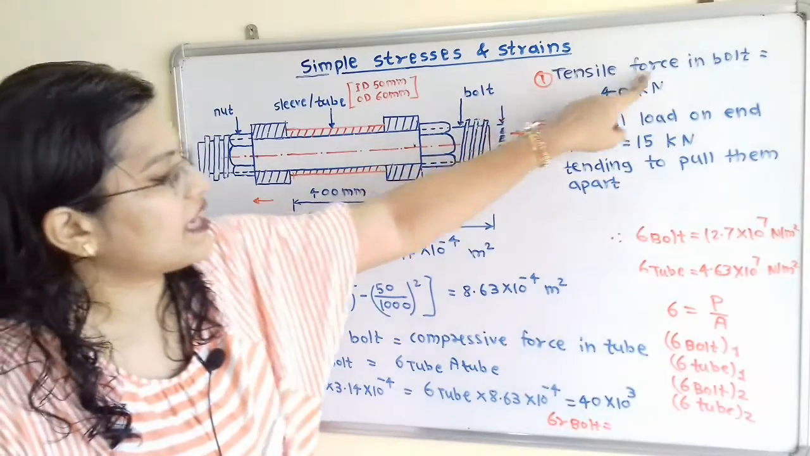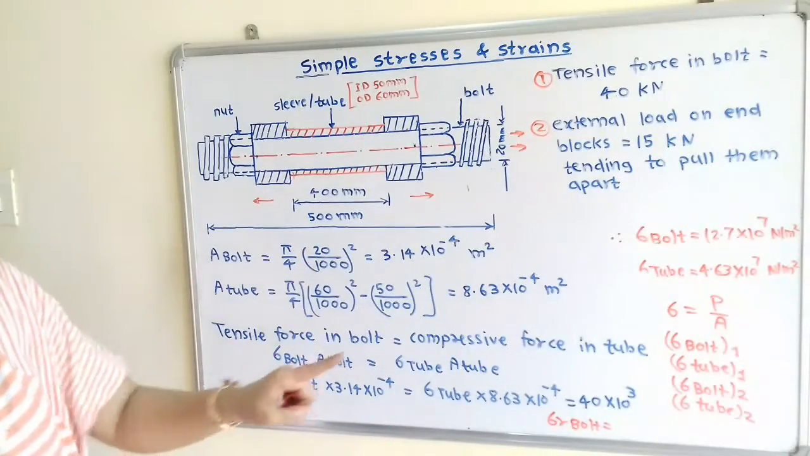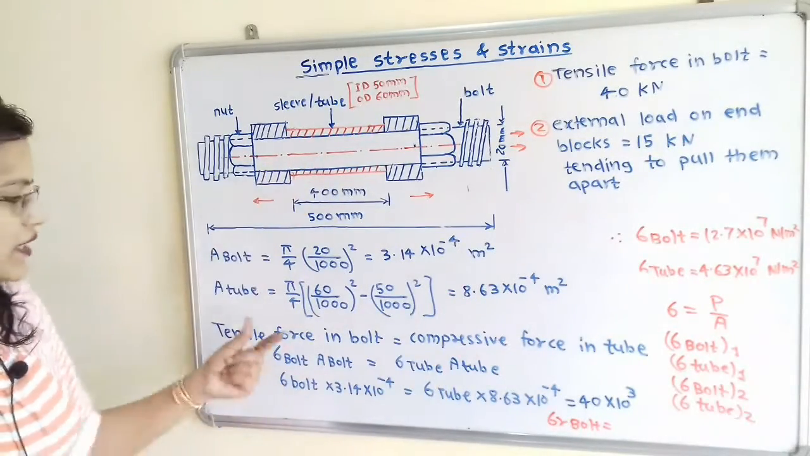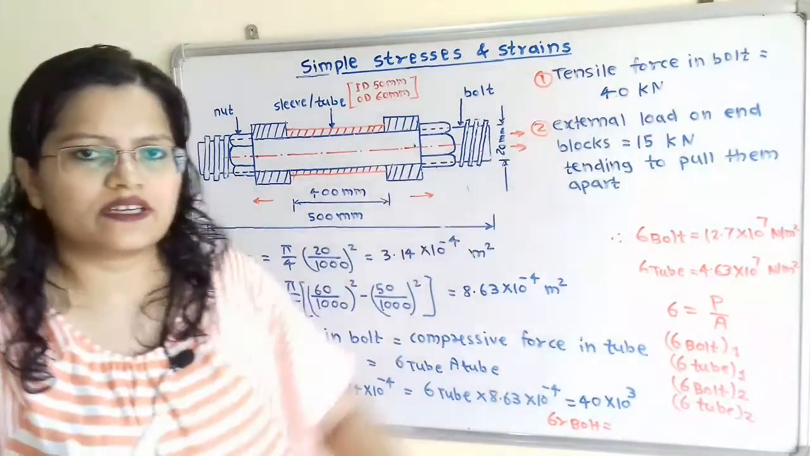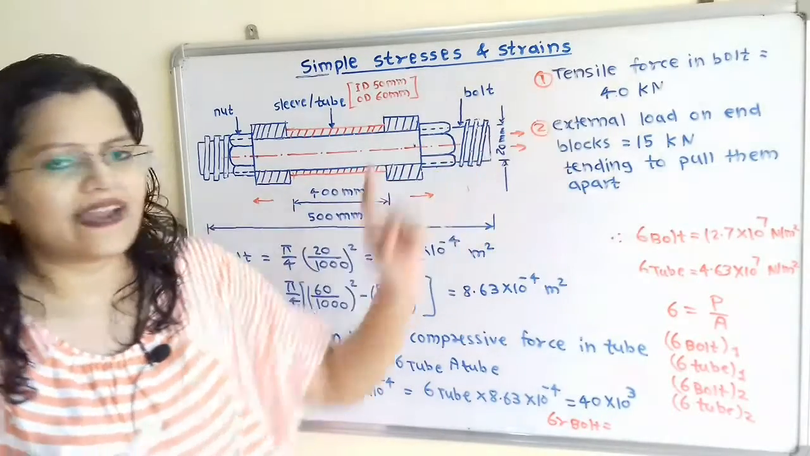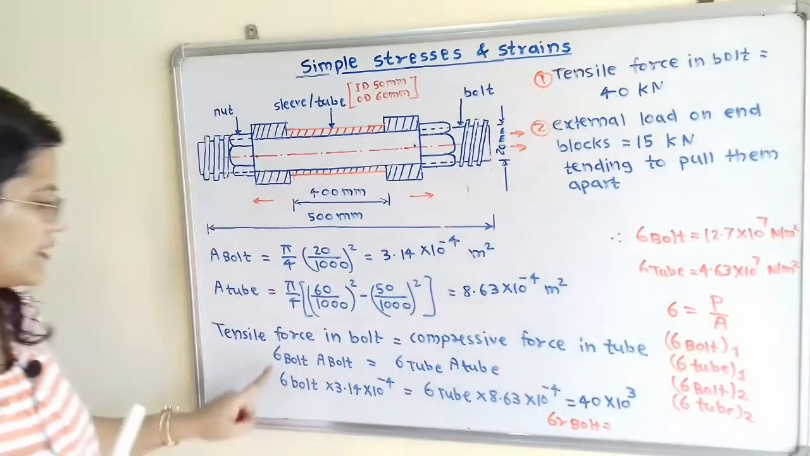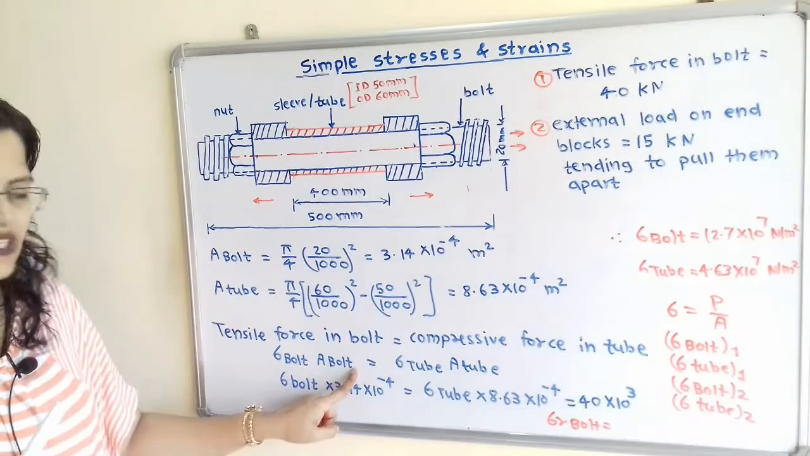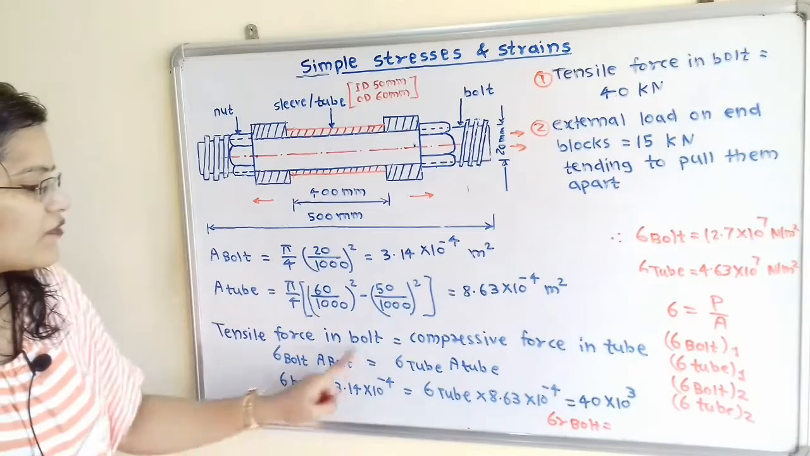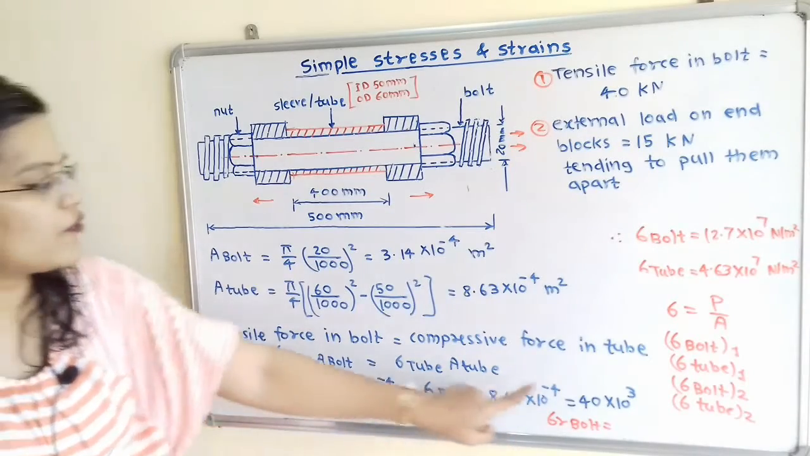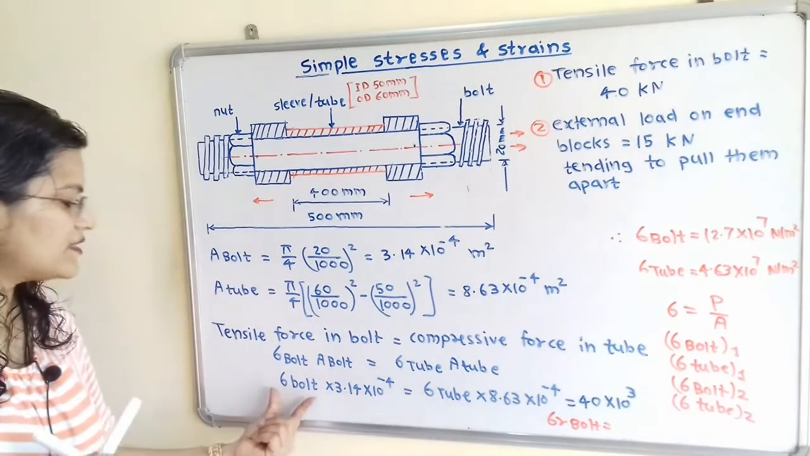So we have tensile force, that is we have P bolt, and P bolt is equal to P tube. So tensile force in bolt is equal to compressive force in tube and is equal to 40 into 10 raised to 3 Newton, because we have to use standard unit, that is Newton. So we can write this P in terms of sigma and A, that is sigma bolt multiplied by cross sectional area of bolt is equal to sigma tube multiplied by cross sectional area of tube. So when we put the values, it is equal to 40 into 10 raised to 3. Therefore, we can calculate these two unknown terms.